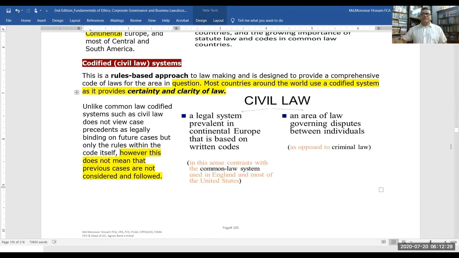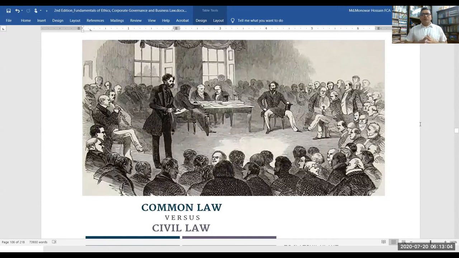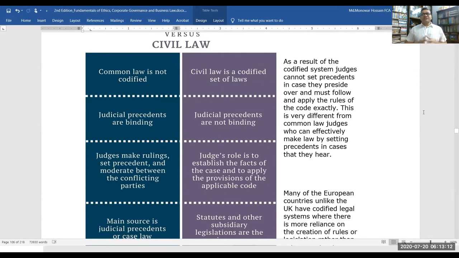So civil law is a legal system prevalent in continental Europe that is based on a written code, an area of law governing disputes between individuals. It is as opposed to criminal law, and contrasts with the common law system used in England and most of the United States. So, common law versus civil law: in common law, the law is not codified, while civil law is a defined set of laws.